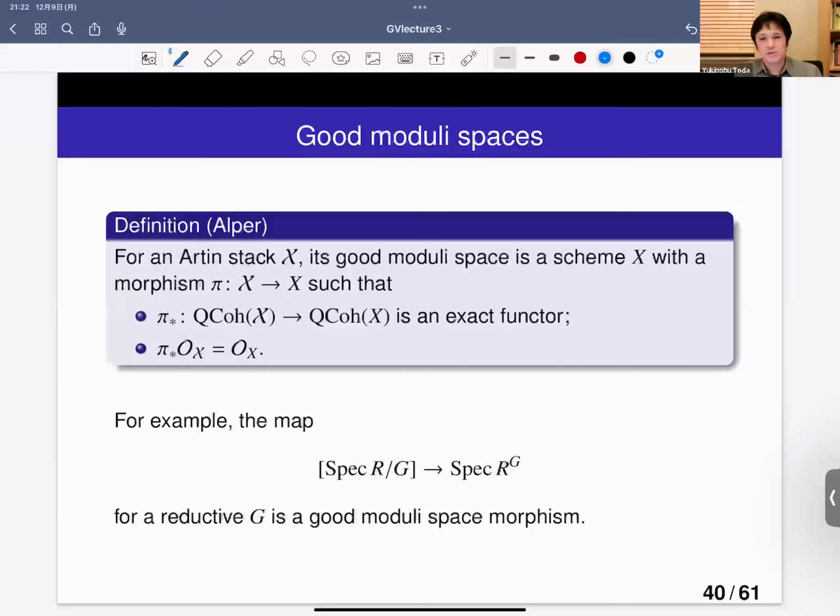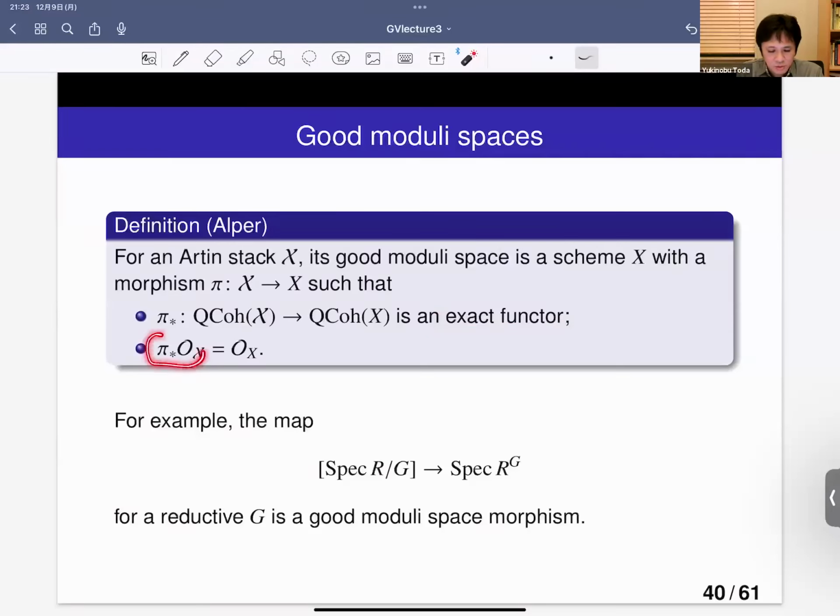So there is some generalization of this phenomenon. This is a generalization of the map from the quotient stack to the spectrum of the invariant ring. For an algebraic stack X, its good moduli space is a scheme X with a morphism π such that the π lower star functor from QCoh of X to QCoh of X by taking its push forward is an exact functor.